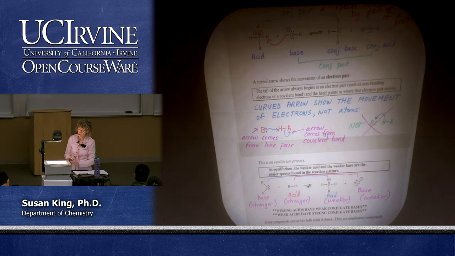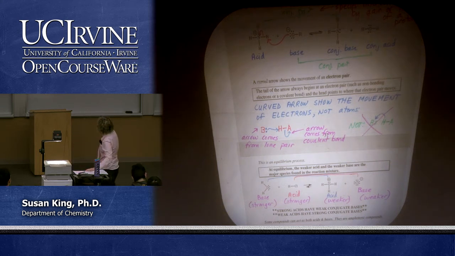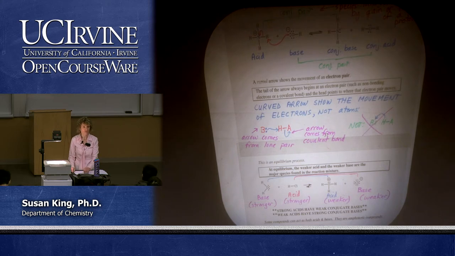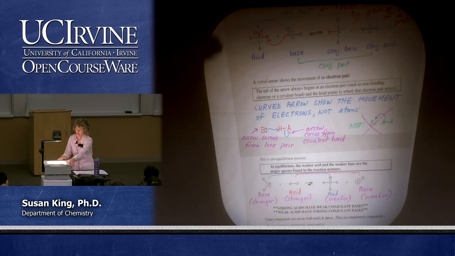Strong acids have weak conjugate bases. Weak acids have strong conjugate bases. All right, so we know from G-Chem that hydrochloric acid is a really strong acid, and so that means that its conjugate base is extremely weak, okay?